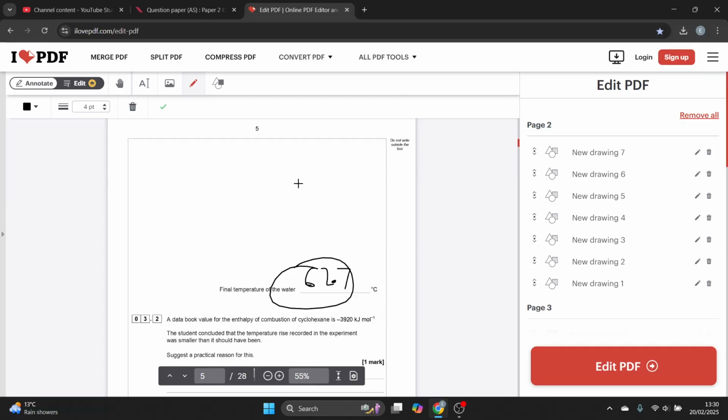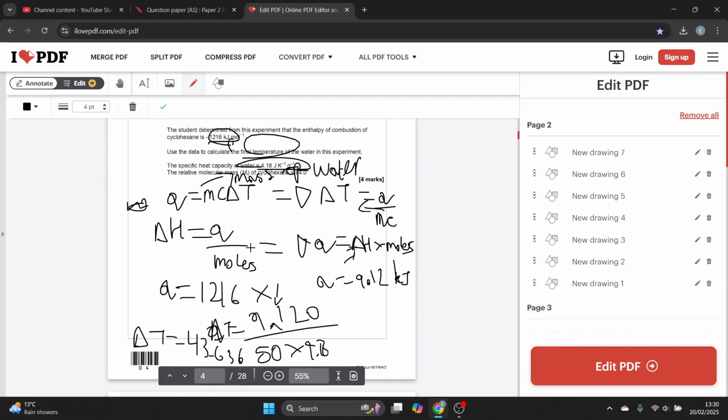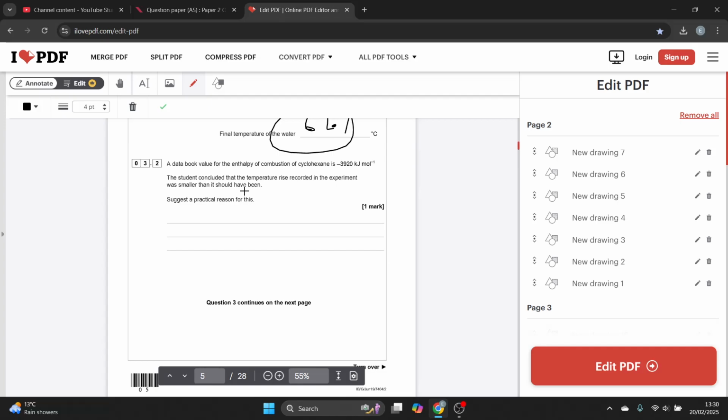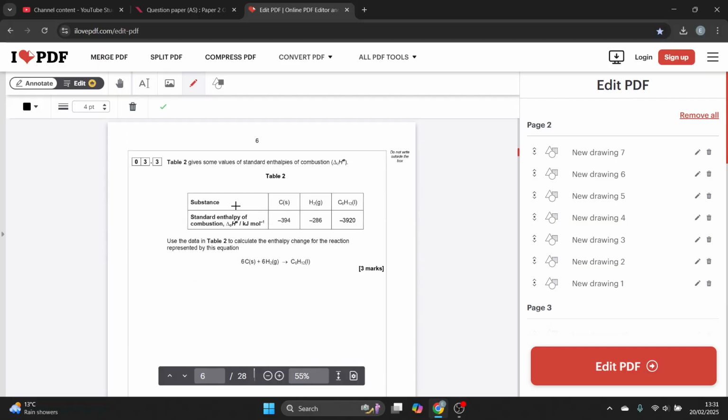62.7 degrees Celsius. And remember, because delta H is Q divided by moles, Q is measured in kilojoules, but I want it in joules. So kilojoules to joules, I times by 1,000. And vice versa, joules to kilojoules, divided by 1,000. The data book value is that, minus 392. So we can conclude that the temperature rise was smaller than it should have been. So that's a practical reason for this: heat loss, incomplete combustion, evaporation, that's fine.